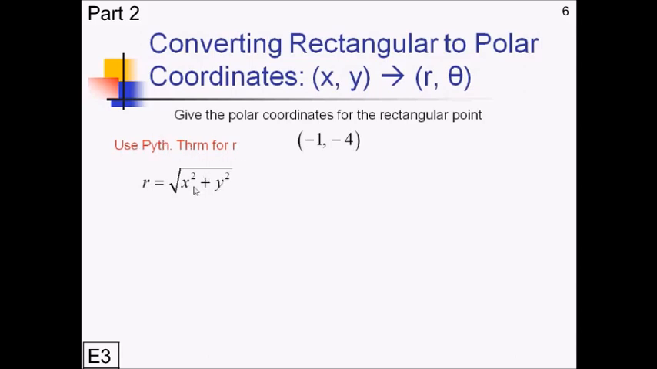So we've got the square root of -1 squared plus -4 squared, which is just going to be the square root of 1 plus 16, or the square root of 17. So there's our radius. Again, just the Pythagorean theorem on the point that they gave you. Now, how about the angle?